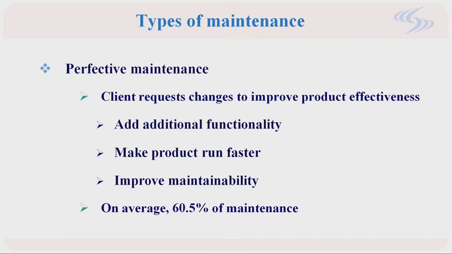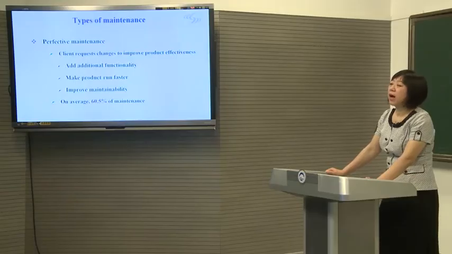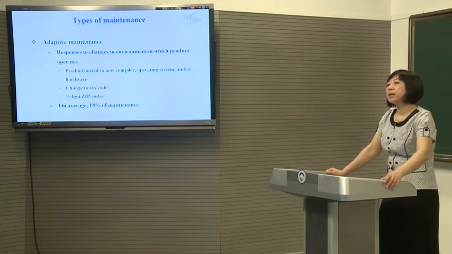Perfective maintenance means that the client requires changes to improve product effectiveness, such as adding additional functionalities, or making the product run faster, or improving maintainability. So that means trying to make the software system better. It really takes more than half of the total maintenance. Well, adaptive maintenance.